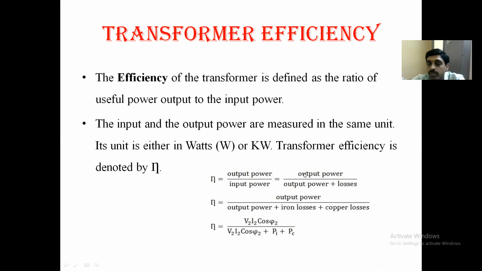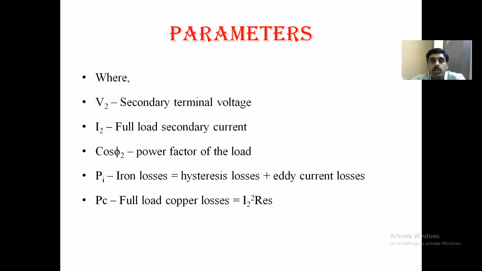Here the output power is known. Because kVA, as I said, is the output of a transformer, efficiency is output divided by output plus iron loss plus copper loss. You can write VI cos phi, the output power, divided by VI cos phi plus iron loss plus copper loss. Because in kilowatts, we will take cos phi. So what are these parameters? Secondary voltage V2, I2 is the full load secondary current, cos phi is the power factor, Pi is the iron loss, which is nothing but the sum of hysteresis and eddy current loss, and Pc is the copper loss, I2 square R2.